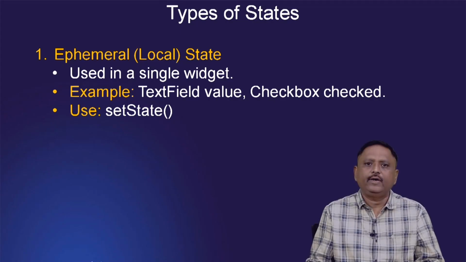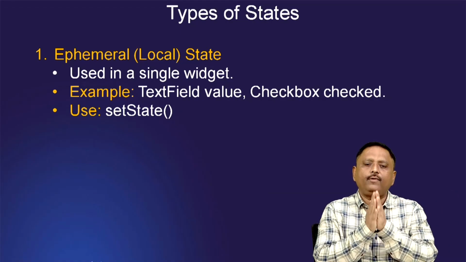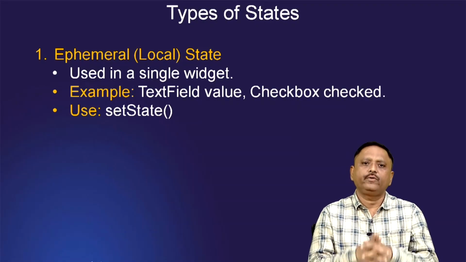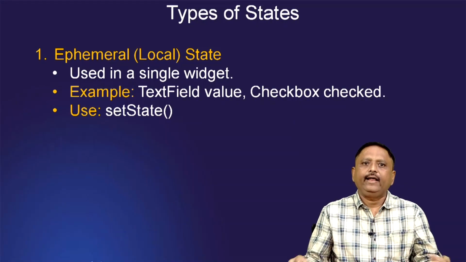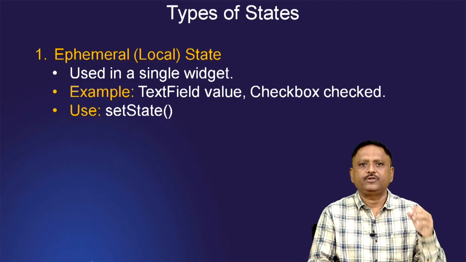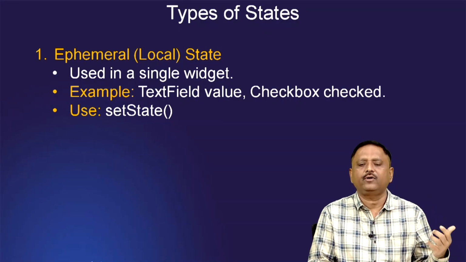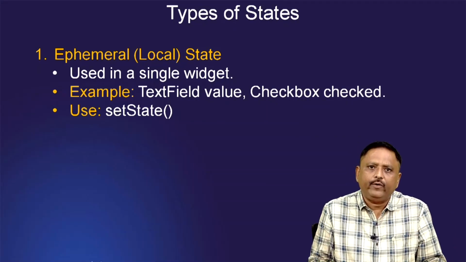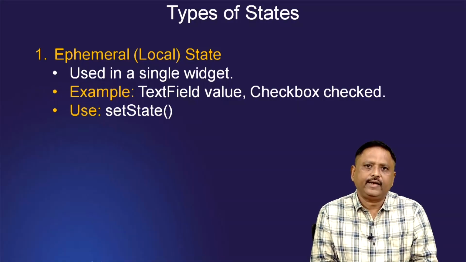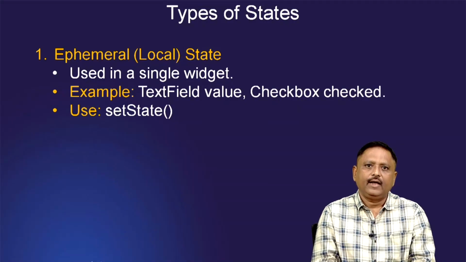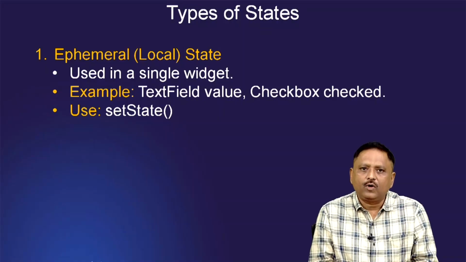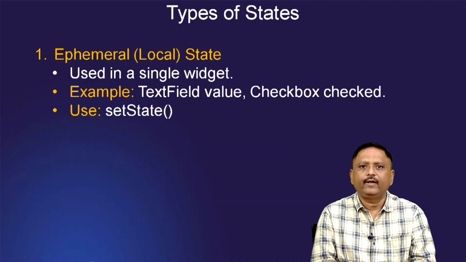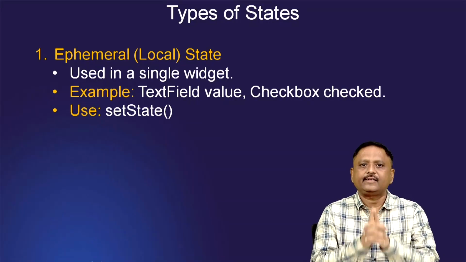Now let us try to understand types of states. Flutter state comes in two main types. First is called local or user interface state. This is data that lives in a single widget. It is short-lived and not shared across widgets. Now let's take an example. The current value in a text field or the selected item in a dropdown is an example of local state. This type of state is often managed using a stateful widget and the setState method.